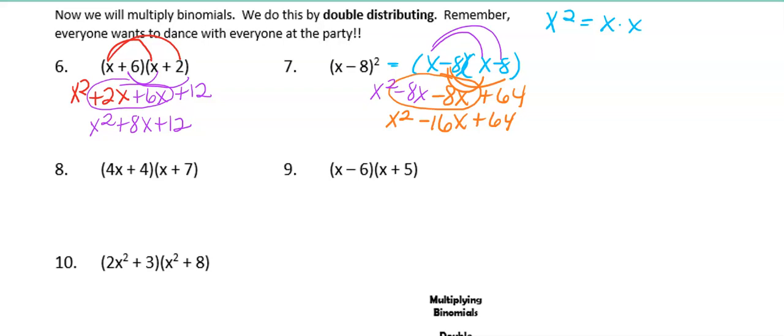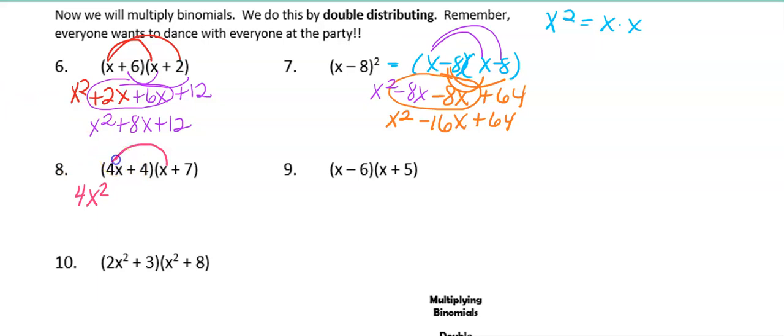Now we're going to look at number 8. Number 8, 4x goes to the party. He dances with x. 4 times 1 is a 4. X times x is x squared. So it's always going to work out that way for the most part with multiplying binomials, guys. It's almost always going to work out that way.